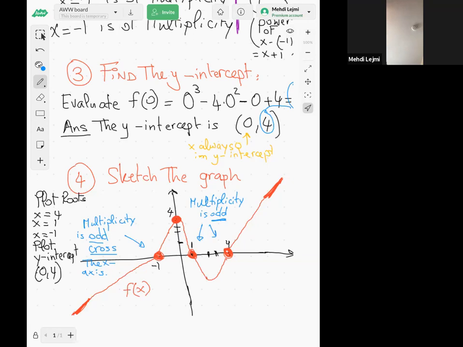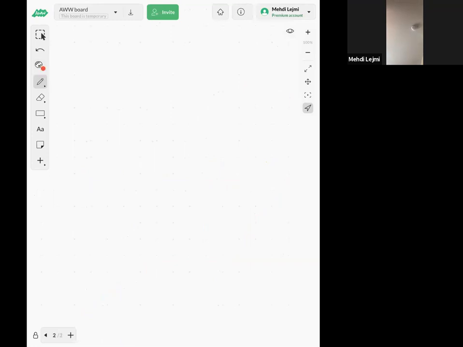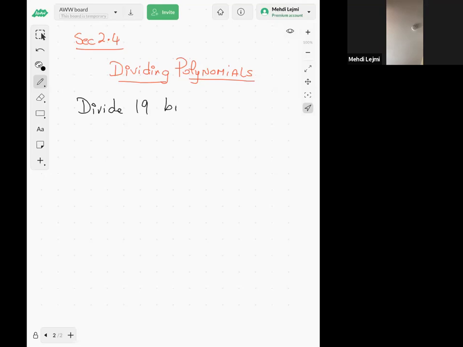So I'm going to move to the next new page. This is now section 2.4, and we said it's about dividing polynomials. Well, before polynomials, when you divide numbers, guys, for example, let's say you divide 19 by, let's say, 5, right? When you divide 19 by 5, 19 is called the dividend, right?